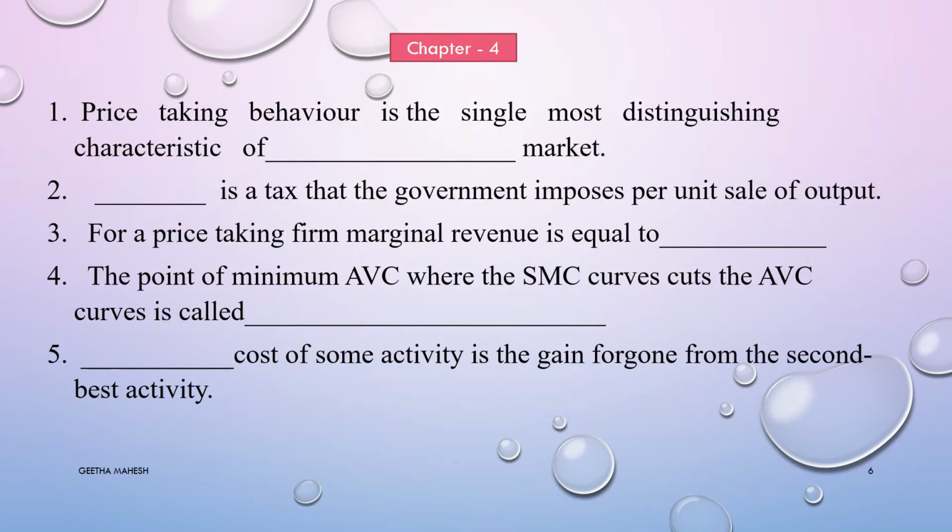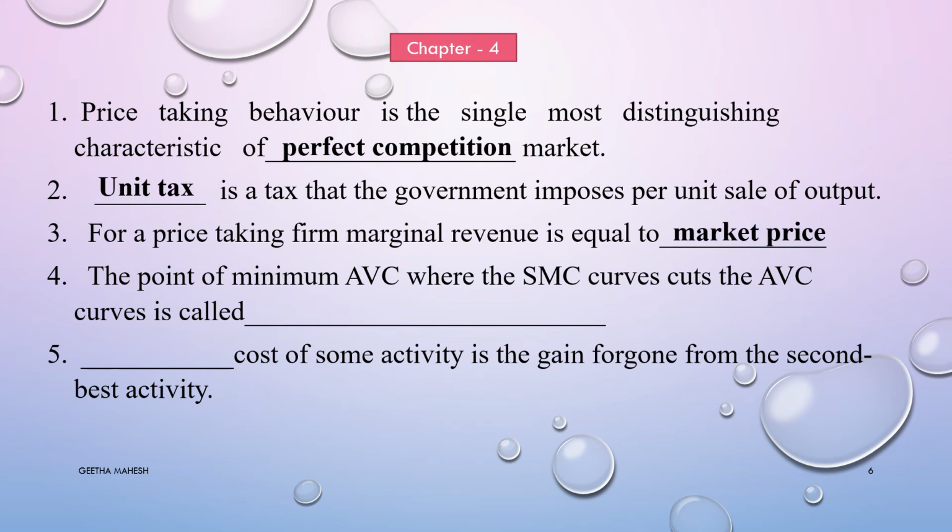Dear students, let us discuss few important fill in the blanks from the fourth chapter, the theory of firms and perfect competition. Price taking behavior is the single most distinguishing characteristic of blank market, that is perfect competition. Blank is a tax that government imposes per unit of sale of output, that is nothing but a unit tax. For a price taking firm, marginal revenue is equal to market price.